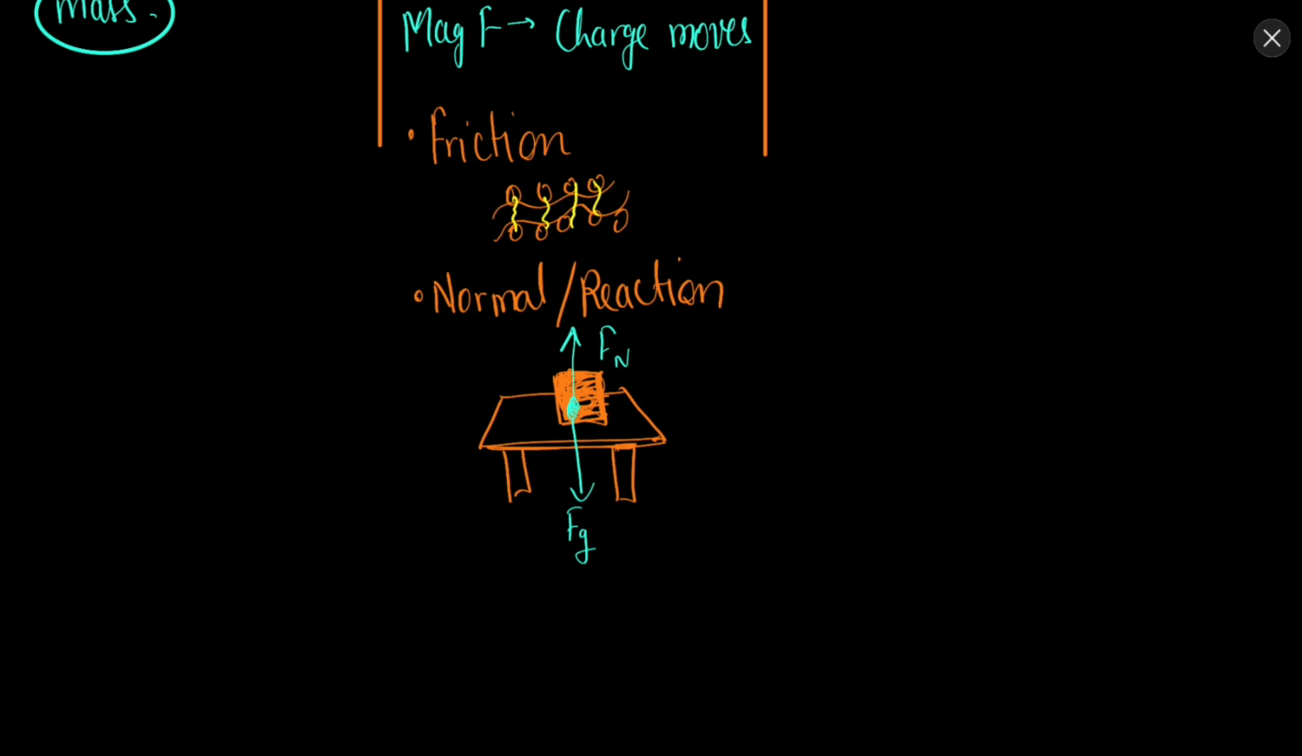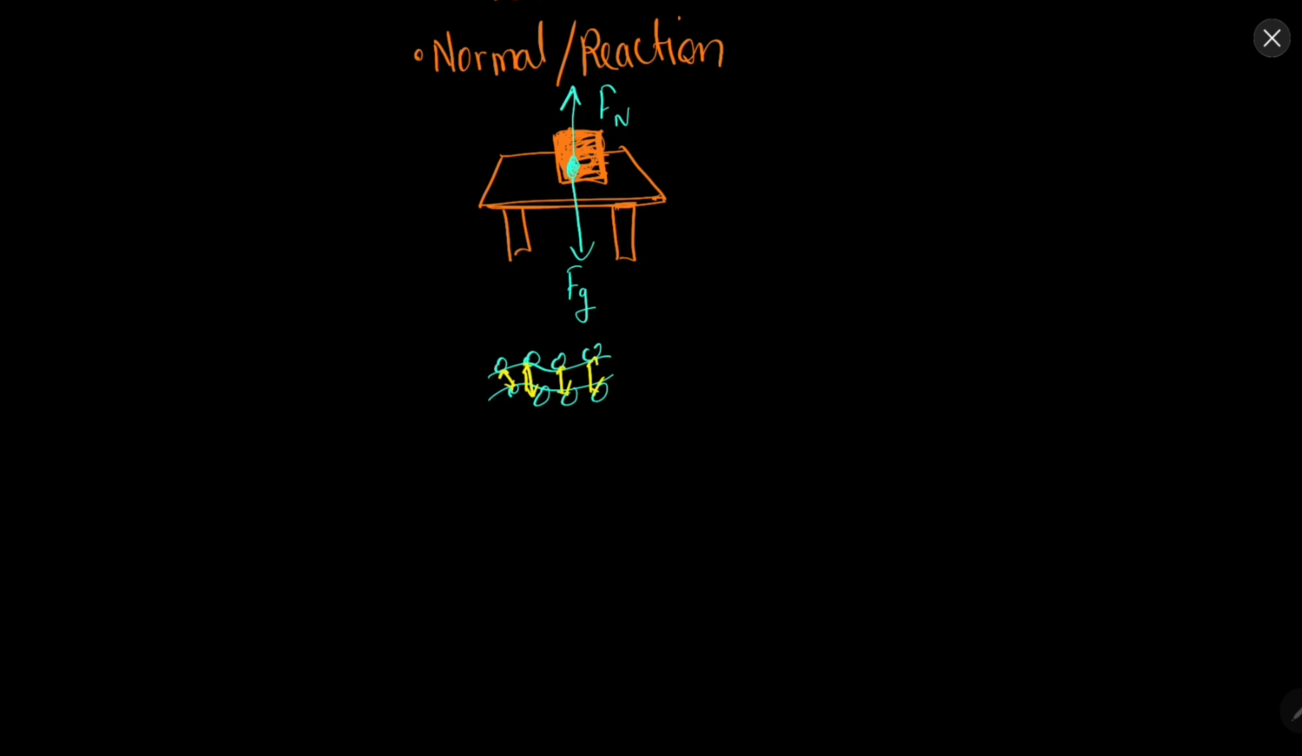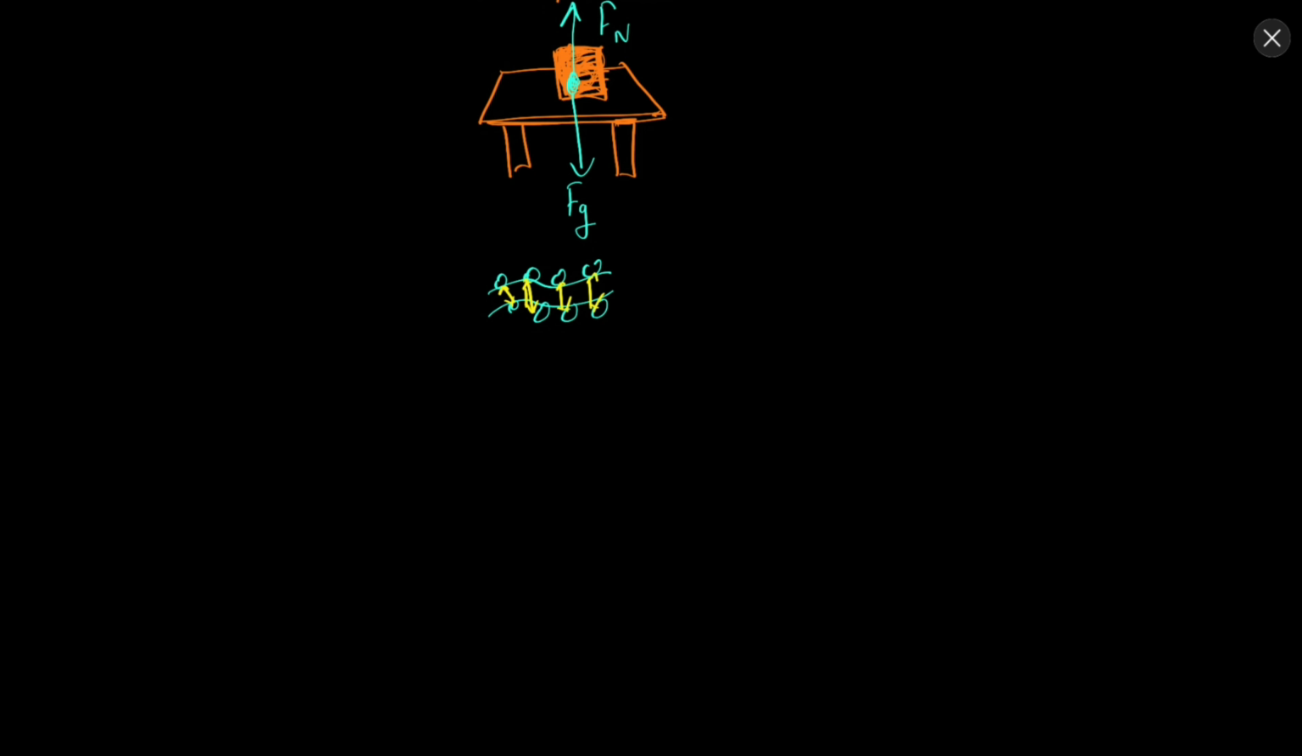Now what is the reason behind this normal force? Again the reason is the electromagnetic force. Similar concept: the surface of the box and the surface of the table consist of atoms, and atoms have electrons in the outermost shell, and because of that there is a force of repulsion between the layers of the box and the table. So normal force is also the electromagnetic force. What about the string force, the tension in the string? The string also applies tension because of the electromagnetic force.